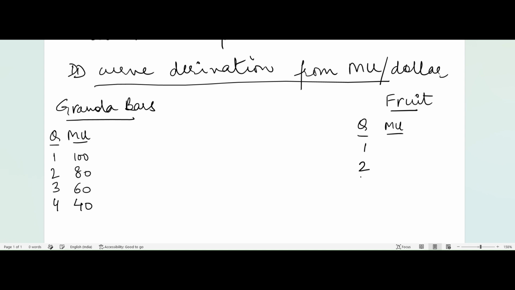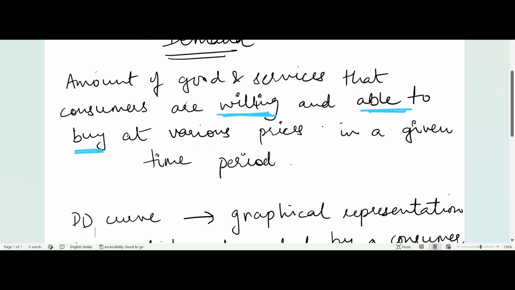All right. Similarly, from fruit, I have 1, 2, 3, and 4. And then I have 120, I have 100, I have 50, and I have 20. All right. Now with this, I have been given the information that my price of, okay, I'll write that further down.